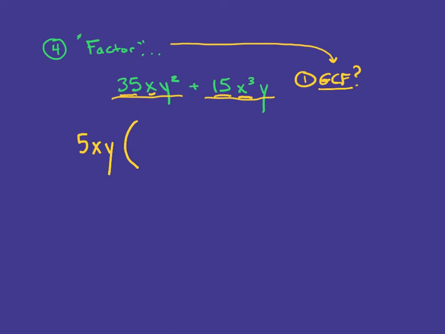Basically what we're doing is we're dividing. So 35 divided by 5. We took out an x. We took out one of the y's, so that left one y in that first term. So this all divided by that 5xy that we took out. Then we want to take 15 divided by 5. That gives us a positive 3. We took out one of the x's, so that leaves 2 of the x's there. And we took out the only y that was there. So there's no y's left. And then you just want to close it.